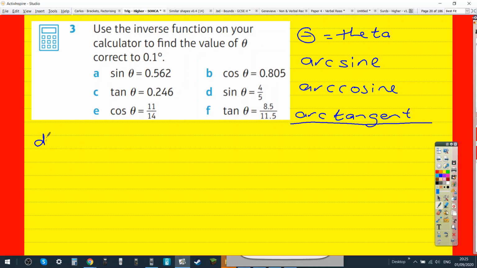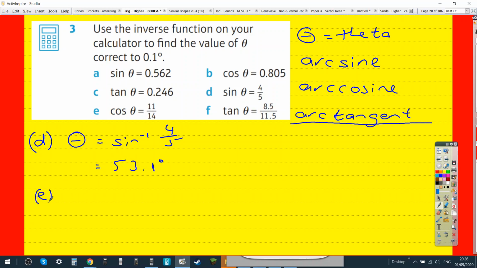Okay, so you have to do arc sine. So then it will be down to sine theta equals 4/5. So theta will be equal to arc sine 4/5. Then that would equal 53.1. Great.